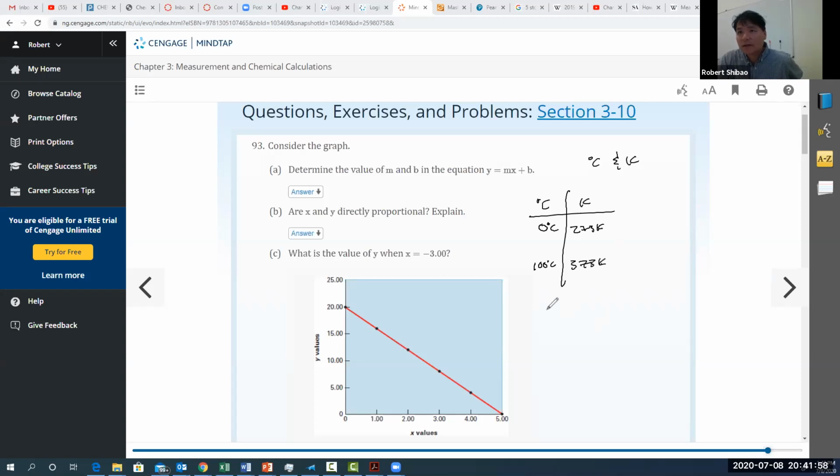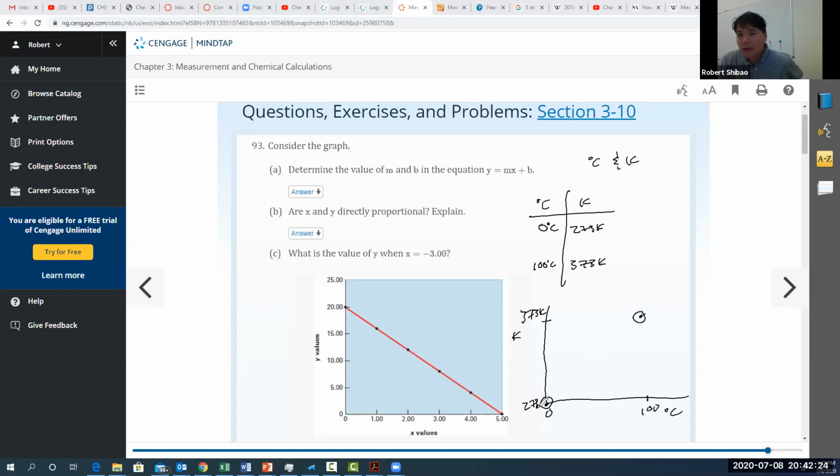373 Kelvin. So we could do the same thing. This is also a linear relationship. We'll plot Kelvin here, and then we'll plot degrees Celsius here. The first data point is 0 and 273. So we'll have this at 0, and then we're going to start the y-axis at 273. So our first data point's here. And our second data point is at 100 degrees Celsius. So this is 100. And then we're going to be at 373 Kelvin. So this is at 373 Kelvin here. And that's our second data point.